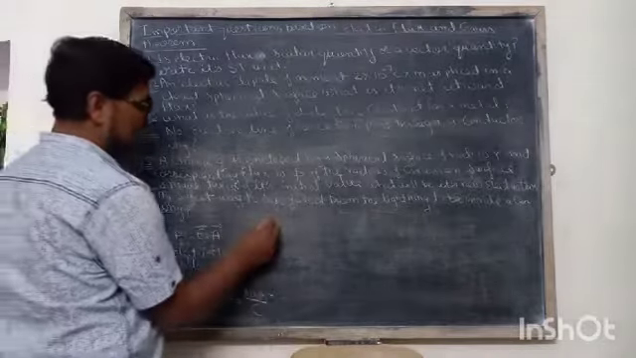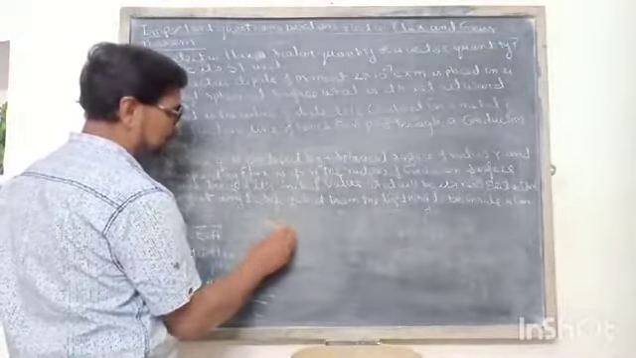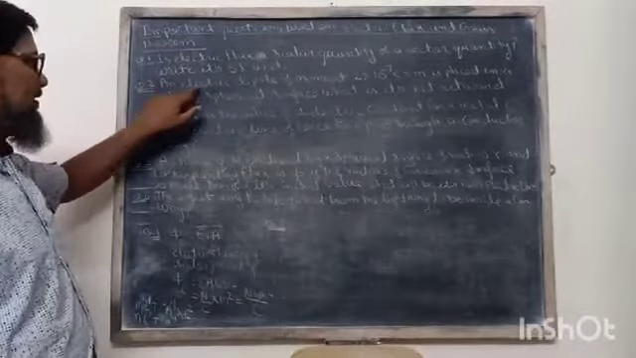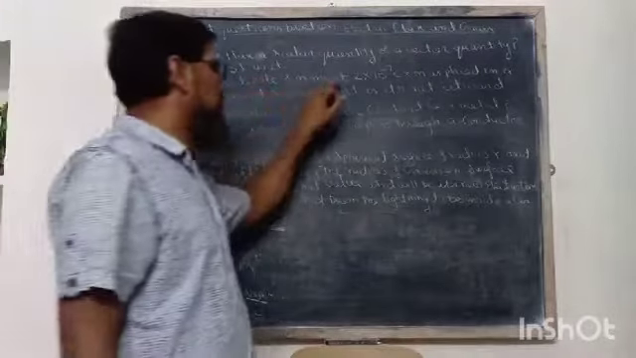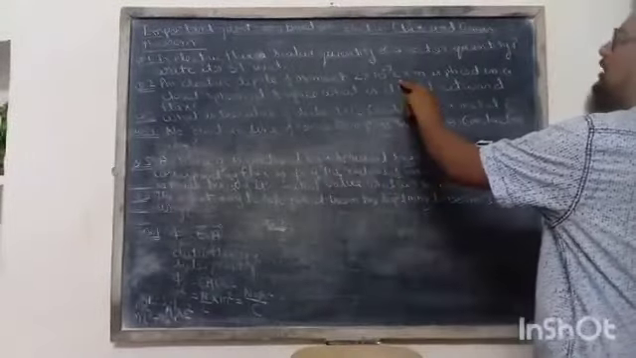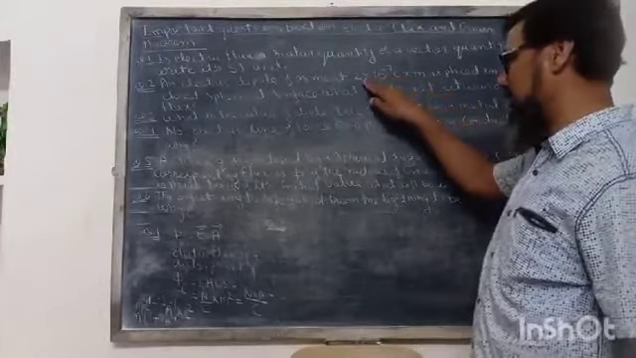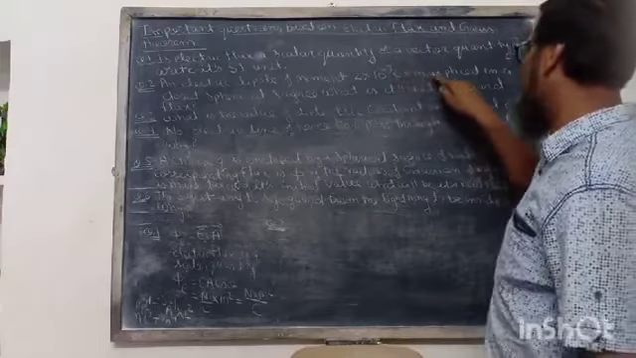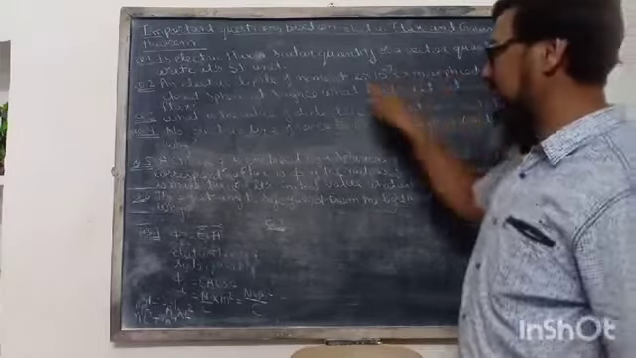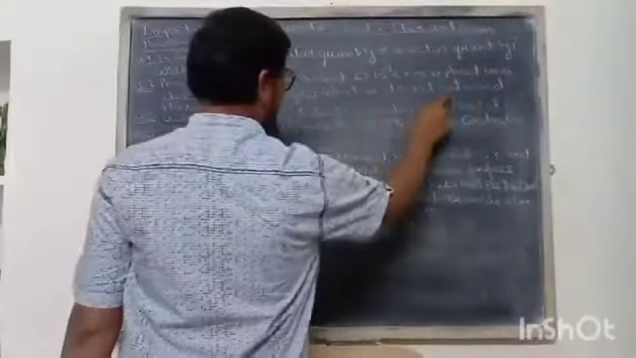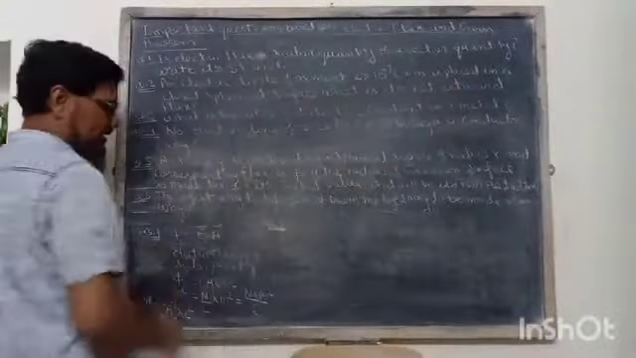Now we shall discuss question number 2. The question is: an electric dipole of moment 2 into 10 raised to the power minus 7 Coulomb meter is placed in a closed spherical surface. What is its net outward flux?